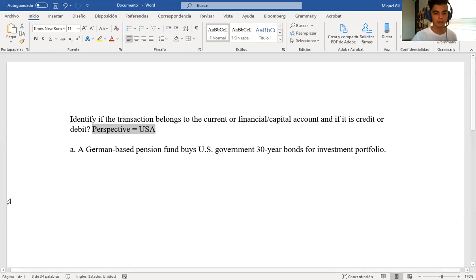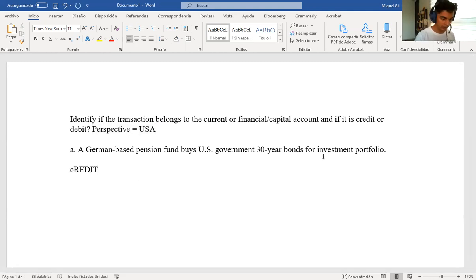Remember, credit is when the money enters the country, right? So if the money enters the country, it's credit. And debit is when the money leaves the country. So remember that's the first thing that you need to know.